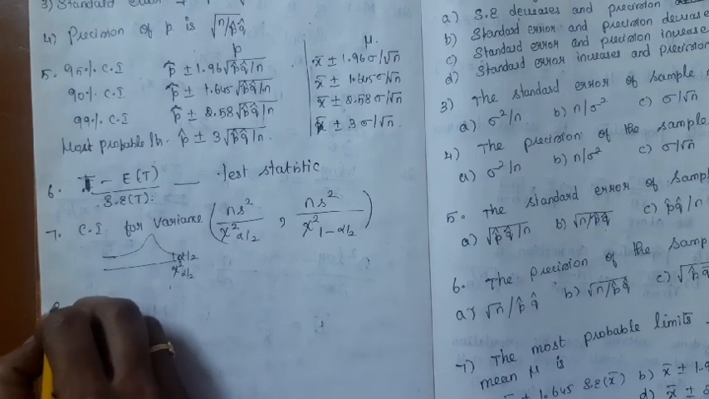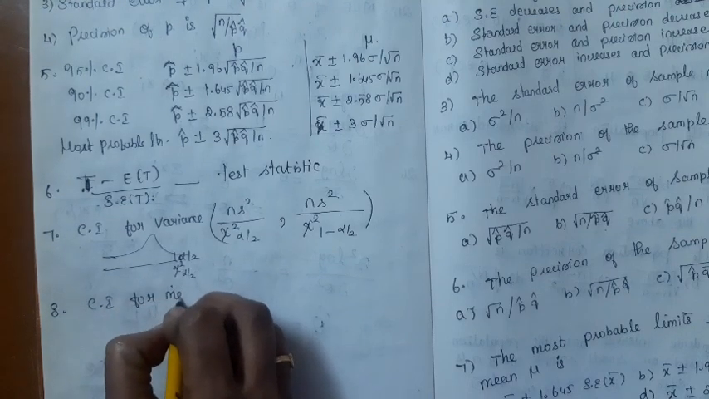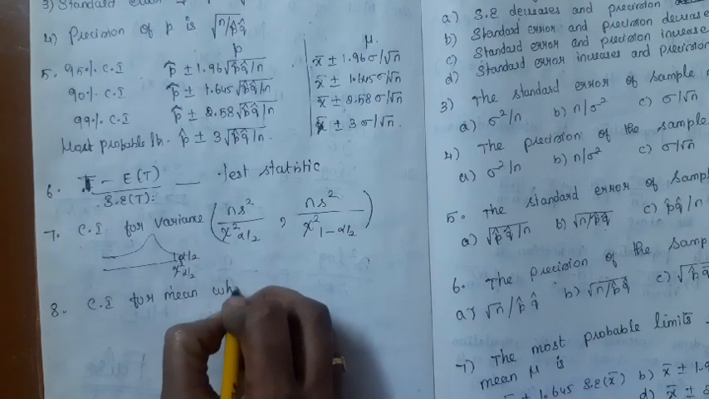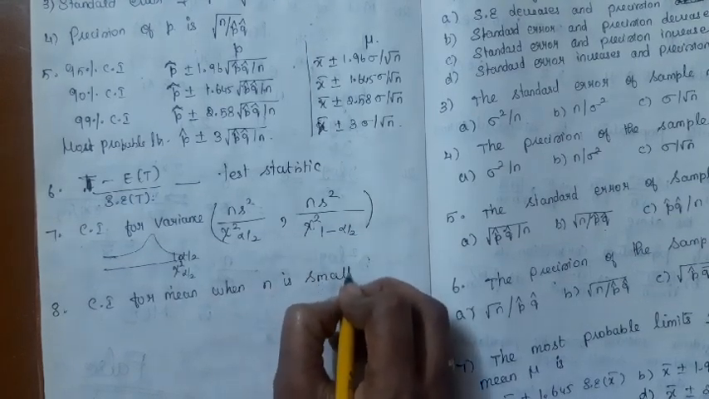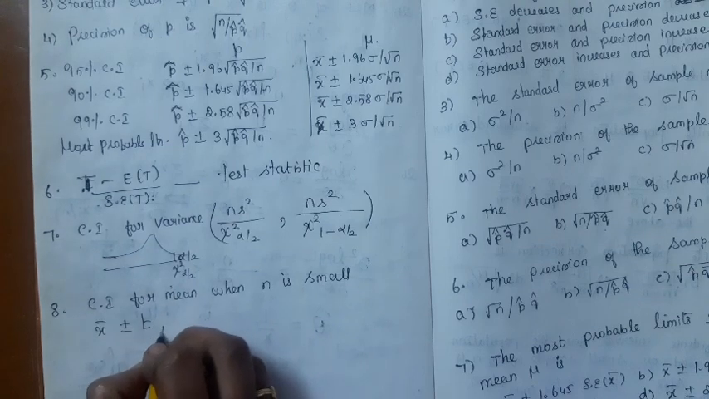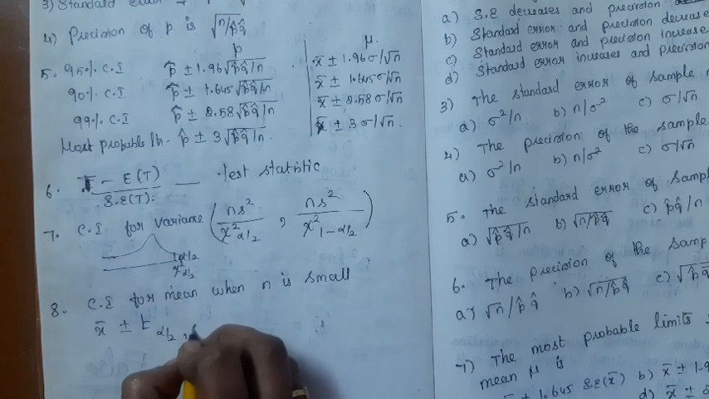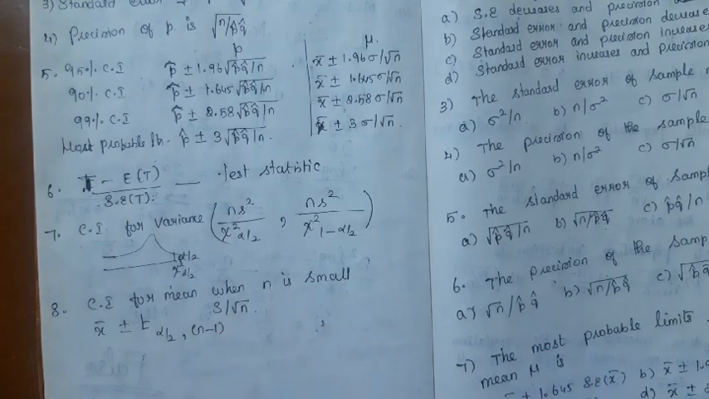Okay. Now confidence interval for mean when the sample size n is small. The confidence interval formula is x bar plus or minus t alpha by 2 at n minus 1 degrees of freedom into s divided by square root of n.